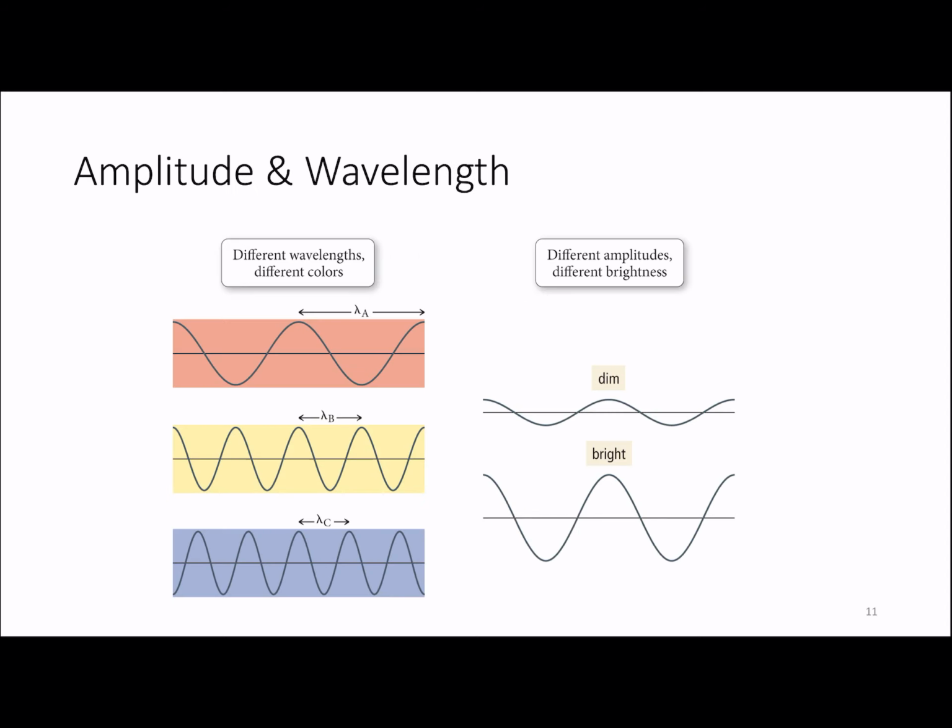Now, wavelength affects the color of light. If you have different lights at different wavelengths, they'll have different colors, whereas amplitude just affects brightness. So you could have two waves of light with the same wavelength, so they have the same color, but a different amplitude. The light with a higher, larger amplitude will be brighter than the light with a dimmer, smaller amplitude.